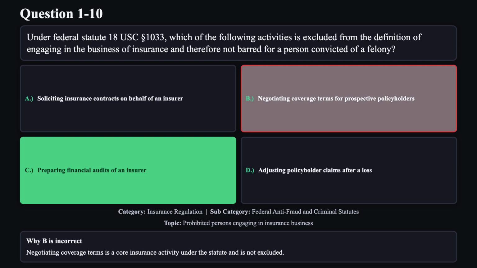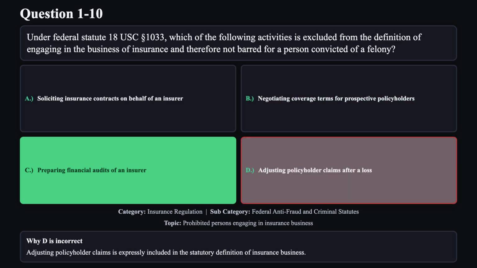Reason B is not correct. Negotiating coverage terms is a core insurance activity under the statute and is not excluded. Reason D is not correct. Adjusting policyholder claims is expressly included in the statutory definition of insurance business.